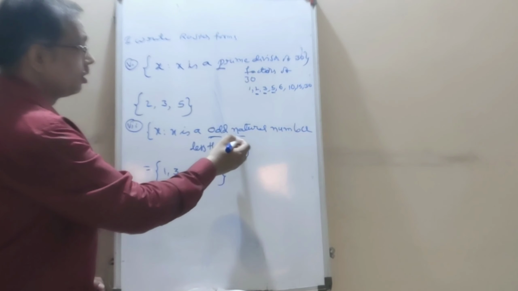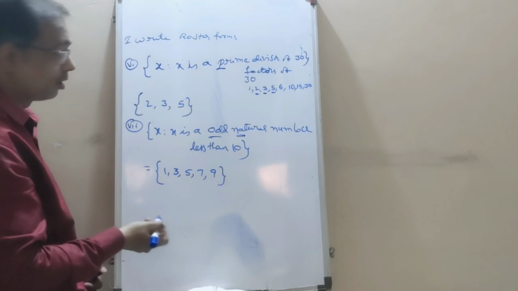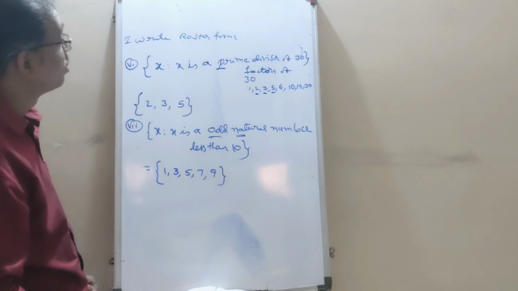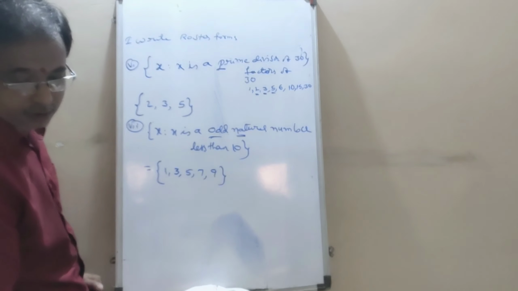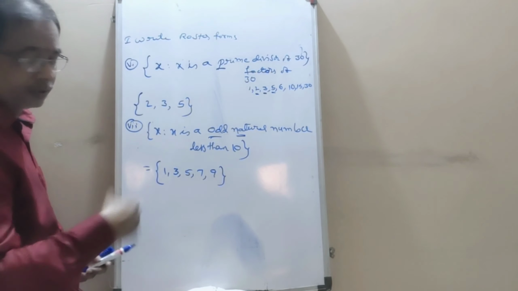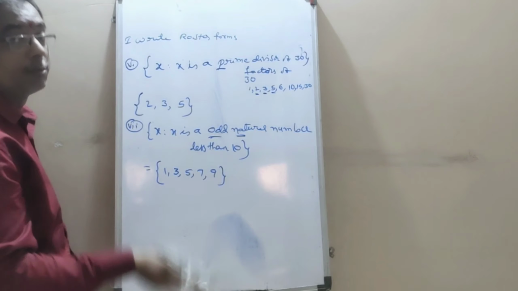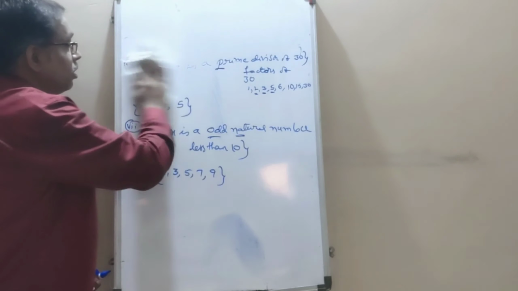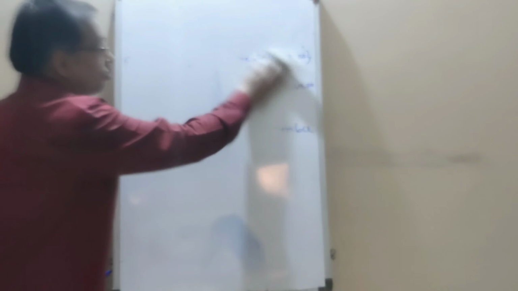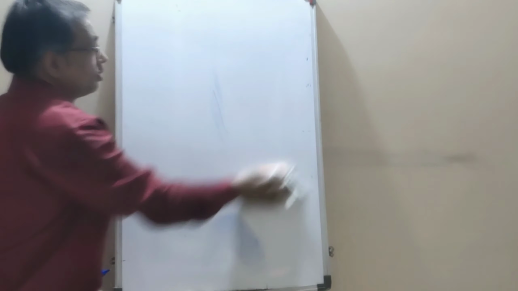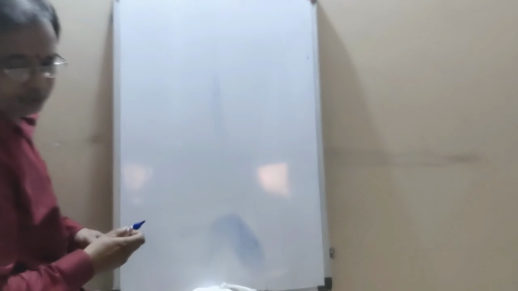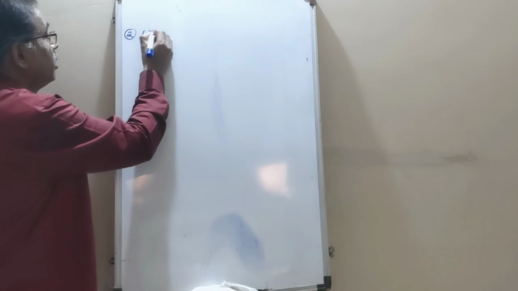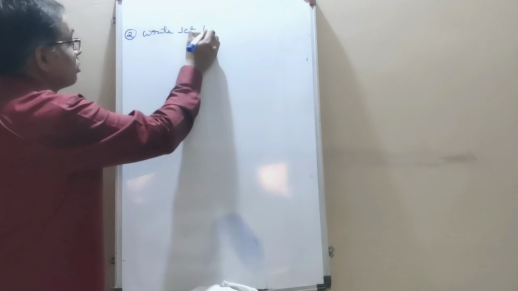Okay. Natural numbers generally start with 1. So like this we have to write the set builder form to roster form. Next concept: write set builder forms. That means they give roster forms to us, and we have to write them in set builder form. This is a very important concept, so listen carefully.